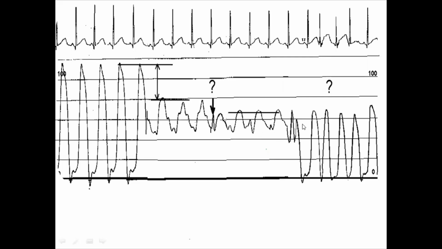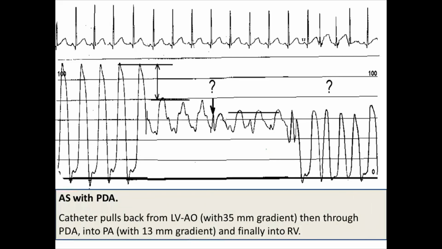And then from pulmonary artery, what is this tracing? RV, this is the RV. Excellent. So this is catheter pullback from LV to aorta with systolic gradient, then through PDA into pulmonary artery, and finally into the RV.